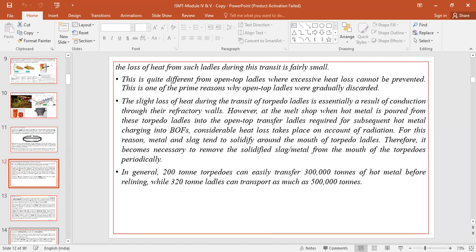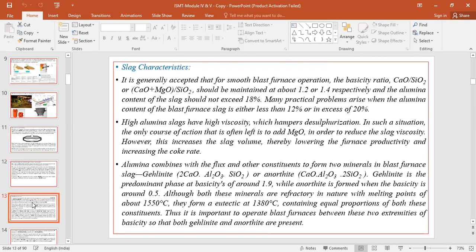These torpedo ladles are basically used when a huge quantity of hot metal has to be transported from the blast furnace department to the SMS area. Otherwise, if you are running mini blast furnaces, then you can use transfer ladles of 100-ton capacity or something like that.